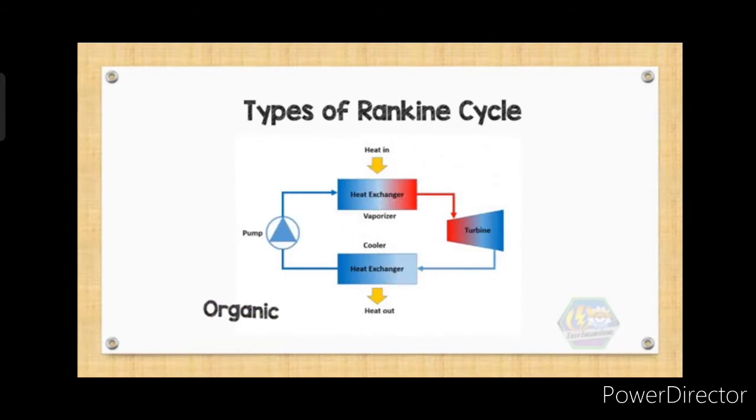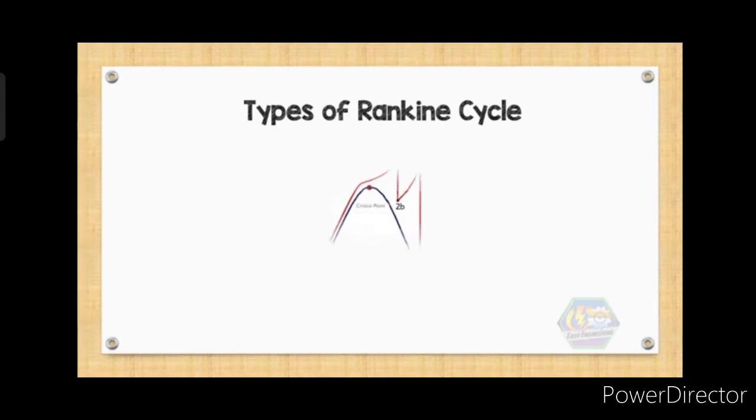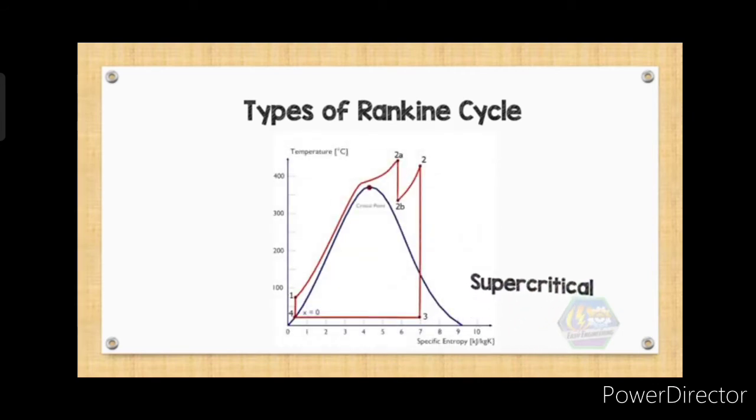There is also an organic Rankine cycle. It uses an organic high molecular mass fluid with a boiling point occurring at lower temperature than the water steam phase change. A supercritical Rankine cycle is also one of the types. Just like reheat and regenerative Rankine cycle, water is the working fluid, but it is operated at above its critical pressure.